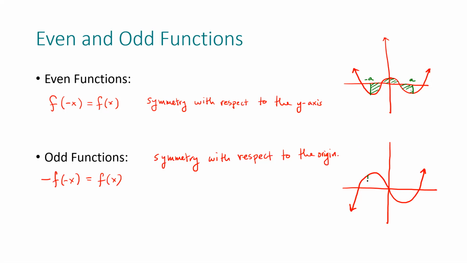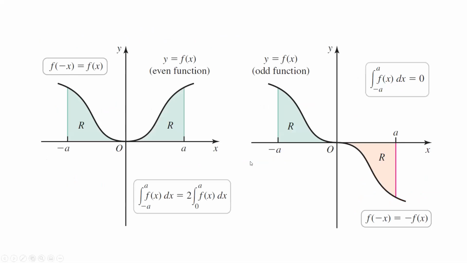Versus if I have an odd function, it's kind of the other way around, where from negative a to a, they're the same distance away from the origin on either side, the areas are going to be opposite in sign, so they cancel out. So in either case here, we get some symmetry that we can exploit.